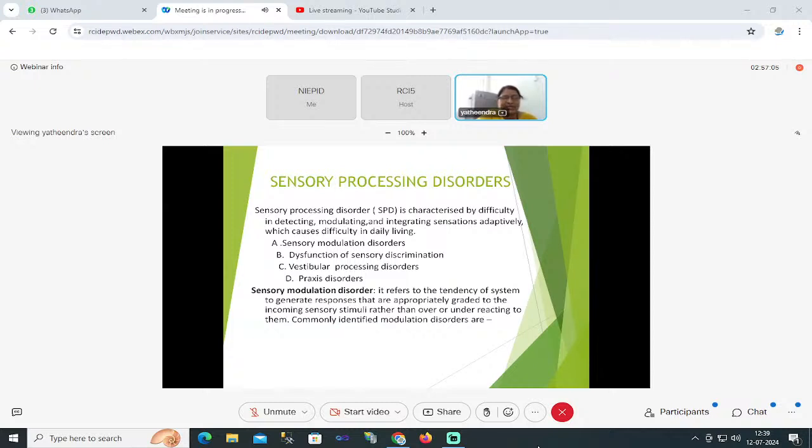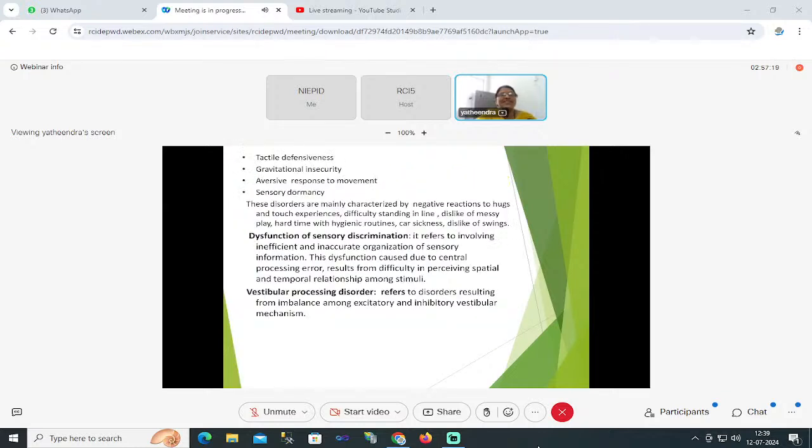If the child is resisting any stimulation, it means he is hypersensitive. If the child seeks those sensations, those stimulations, it means the child is hyposensitive. Tactile defensiveness, gravitational insecurity, aversive response to movements, and sensory dormancy. These disorders are mainly characterized by negative reactions to hugs and touch experiences, difficulty standing in line, dislike of messy play, hard time with hygienic routines, and car sickness. These are examples of sensory processing disorders.